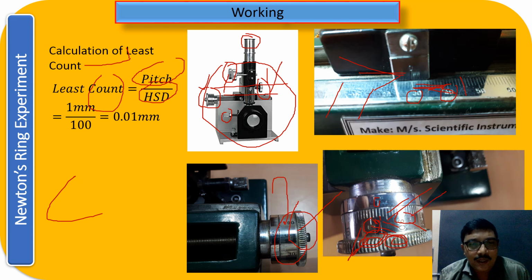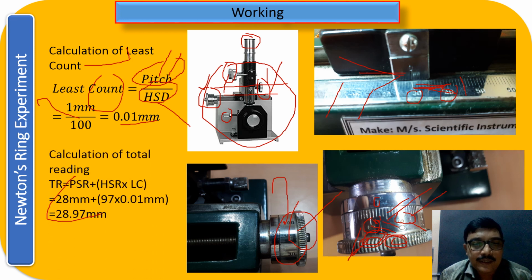So we are using a 1 mm pitch. That is, for every one rotation, the pitch scale moves by 1 mm. Pitch is 1 mm. There are 100 head scale divisions, HSD meaning head scale divisions. 1 by 100 gives you 0.01. So 0.01 mm is the least count for the traveling microscope, right?